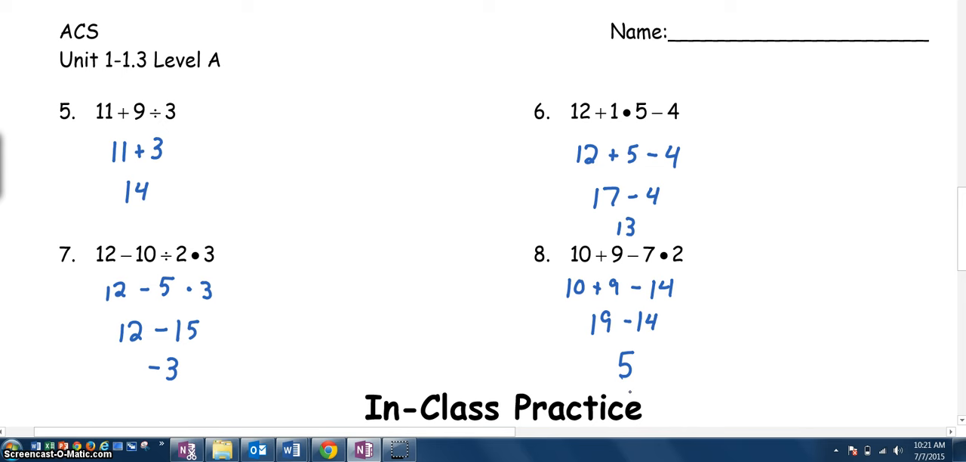Next, complete the in-class practice and the quiz on Canvas.